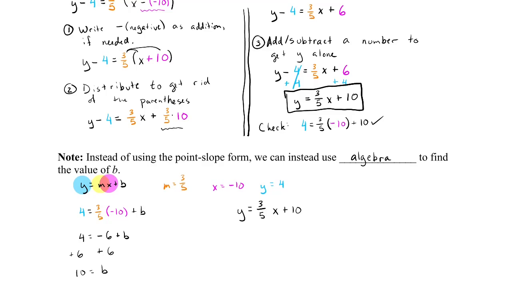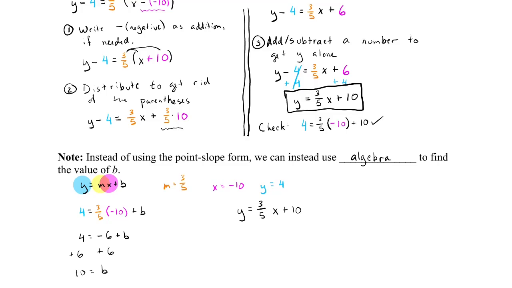However, you can use whichever method you like better. For the rest of our examples here, I'm going to continue to use the point-slope form, and you should practice using the point-slope form a few times in the homework. If at that point you decide you like solving for b better, that's fine, you can do that.